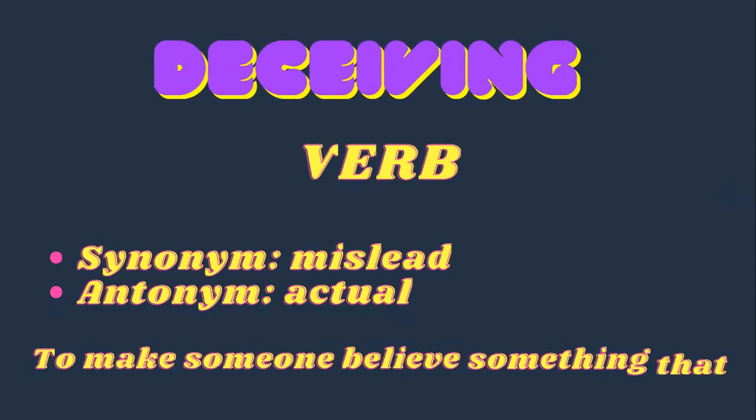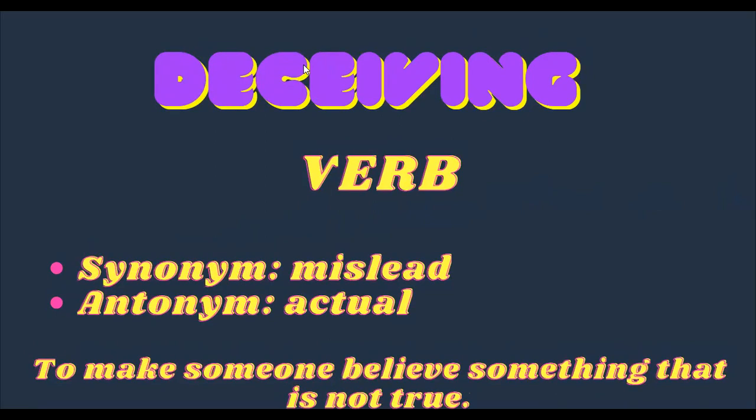So deceive, to deceive someone, it's a verb, synonym, it's to mislead. The antonym is actual. Okay. And to make someone believe something that is not true. Make you believe that something is not true. Yeah, he has a double face. Okay, so he's deceiving you.